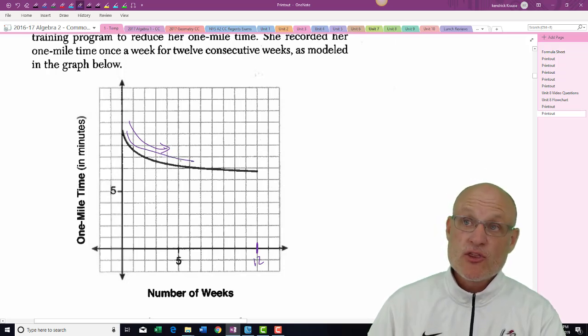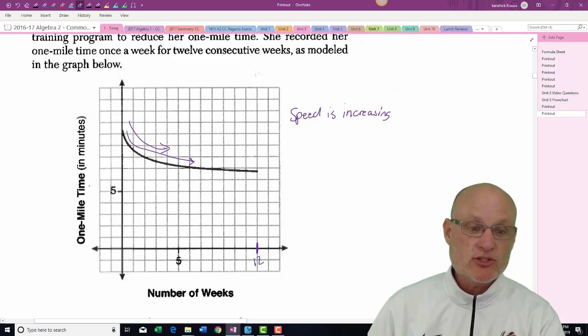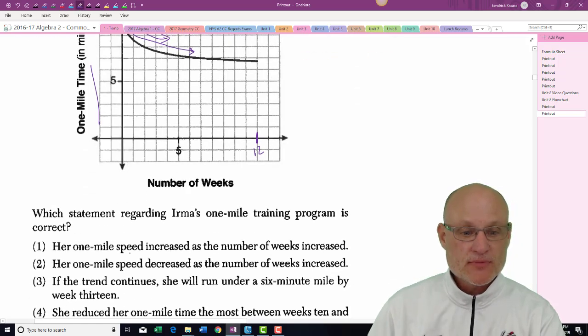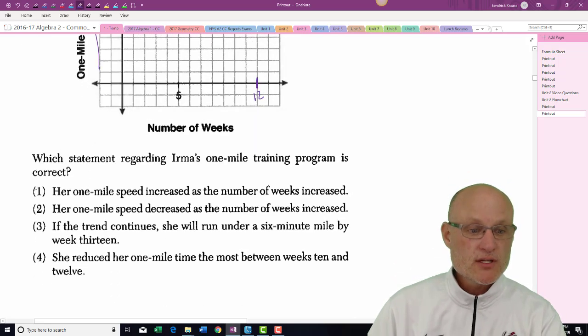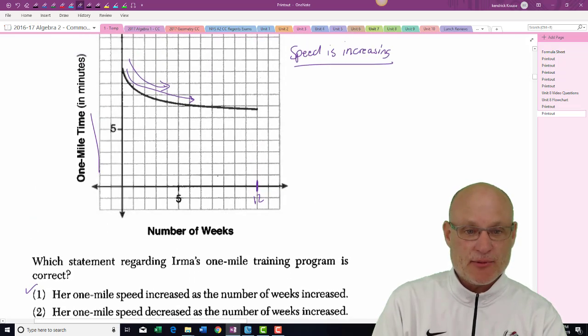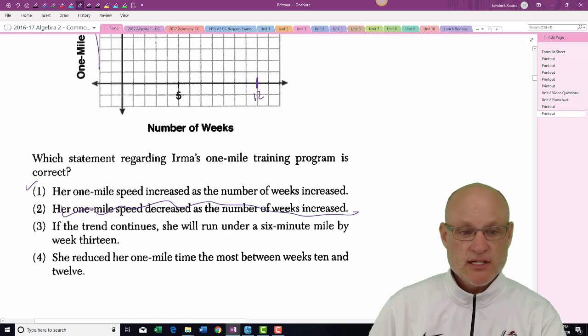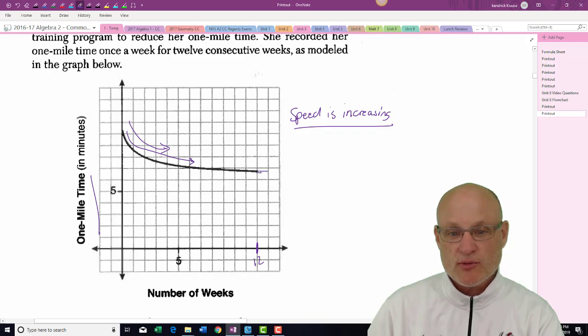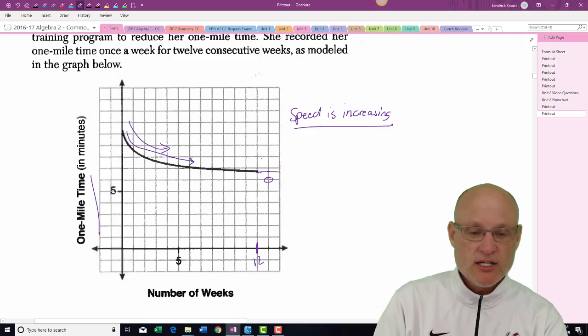So her time is going down as the number of weeks increases. So the time to finish the race is decreasing. So that means her speed is increasing. So even though this has nothing to do with it, the only way to reduce your time is if your speed increases. So your speed increased as the number of weeks increased. That appears to be true. Her speed can't decrease if her time is going down, so that doesn't make any sense. As the trend continues, she'll run under a 6 minute mile. If we continue this trend, you'll see it's just going down slowly. There's 13, 14. We're not getting down to a 6 minute mile. So that's not true.